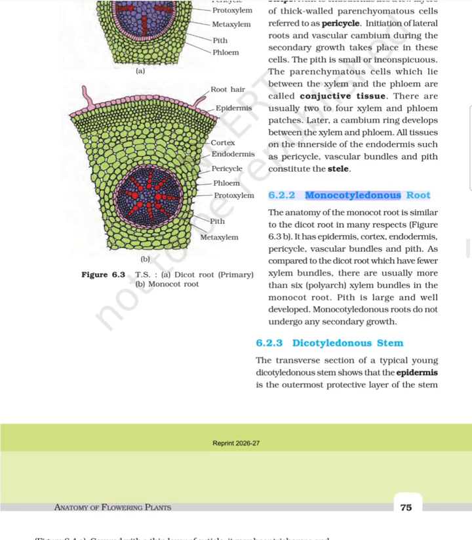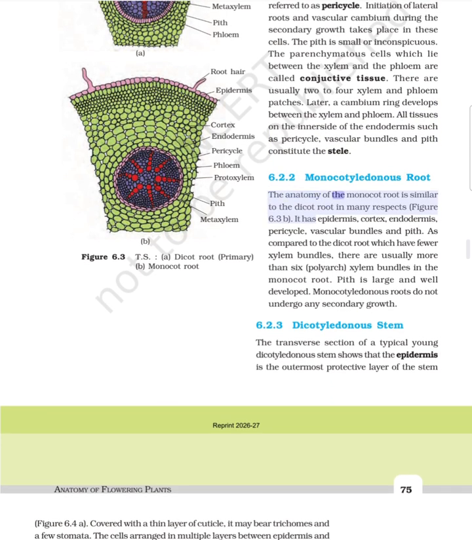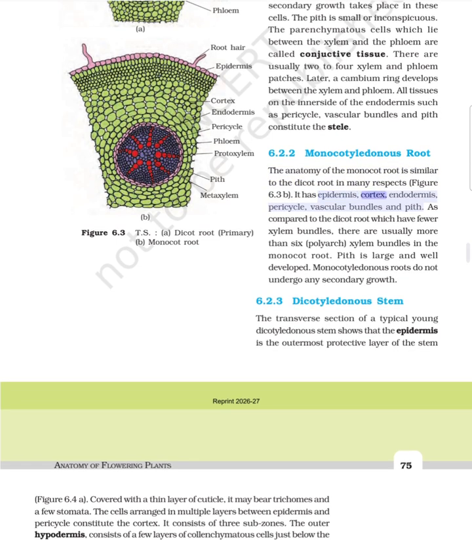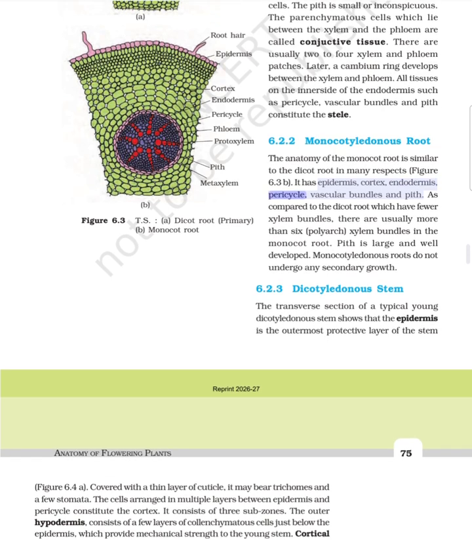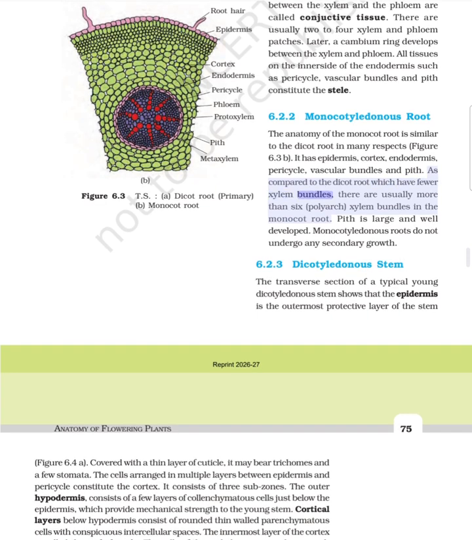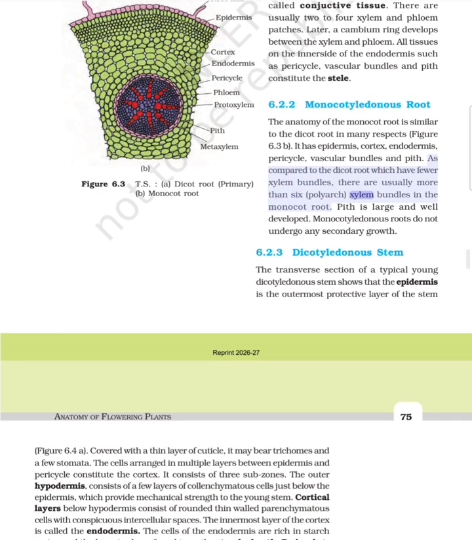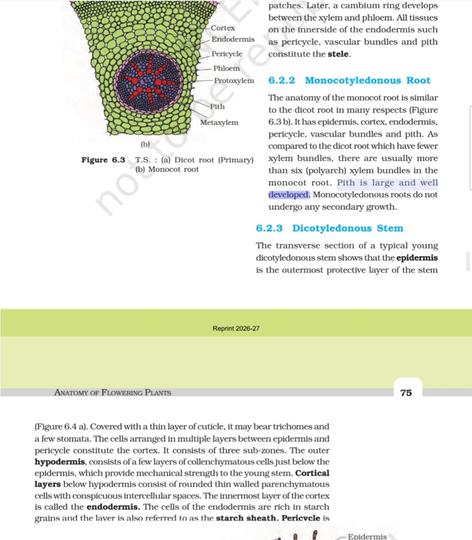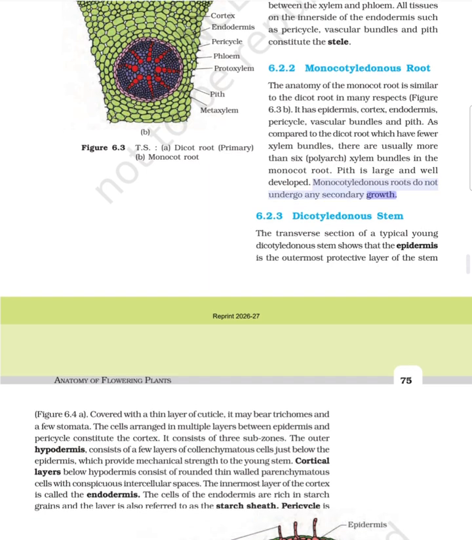6.2.2 Monocotyledonous root. The anatomy of the monocot root is similar to the dicot root in many respects. It has epidermis, cortex, endodermis, pericycle, vascular bundles and pith. As compared to the dicot root, which has fewer xylem bundles, there are usually more than 6 xylem bundles in the monocot root. Pith is large and well developed. Monocotyledonous roots do not undergo any secondary growth.